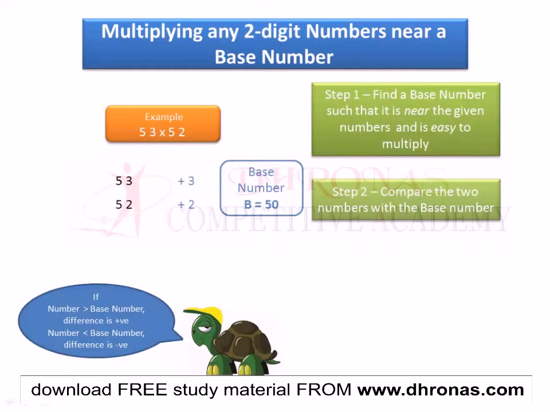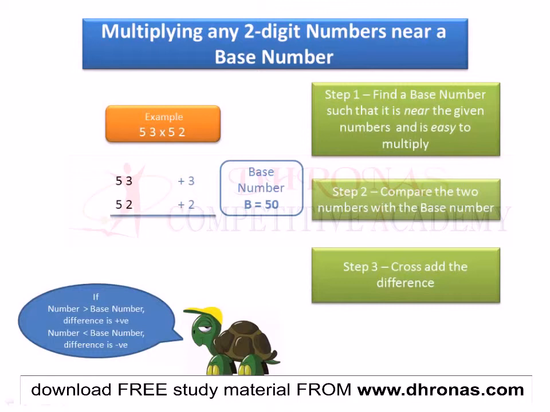The next step is to cross add these differences. So we take 53 and we add plus 2 to it. 53 plus 2 is 55. Or we can also take 52 and cross add plus 3 to it. Either way, we get 55 as the sum.